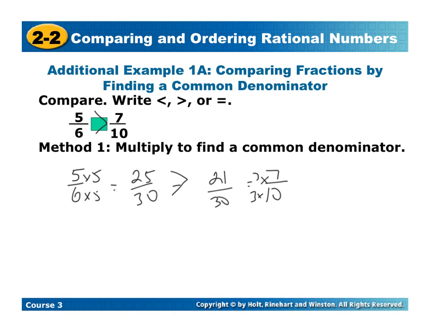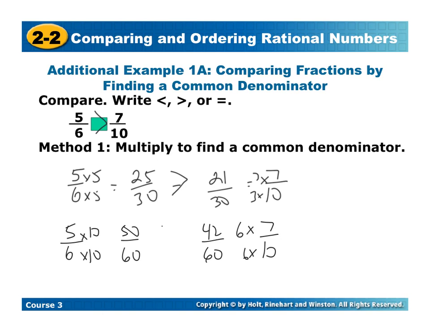So, as I was saying though, 30 was the least common denominator, but I could have actually taken 5 sixths and multiplied each by 10, which would be 50 over 60, and compared it to 7 tenths, multiplying each by 6, in which case we would get 42 over 60. Still the same answer, and that would be the common denominator.